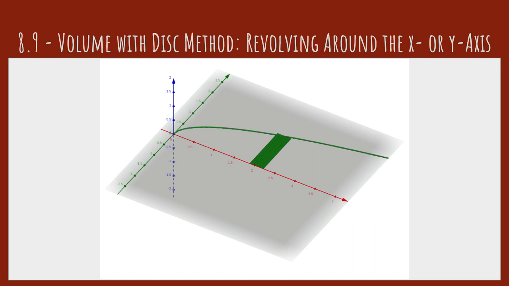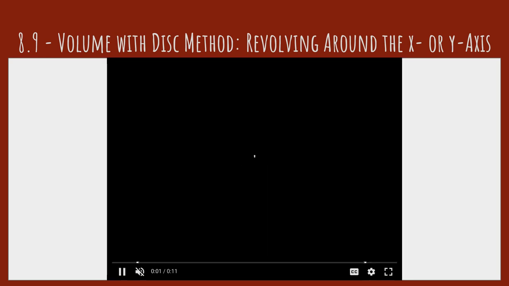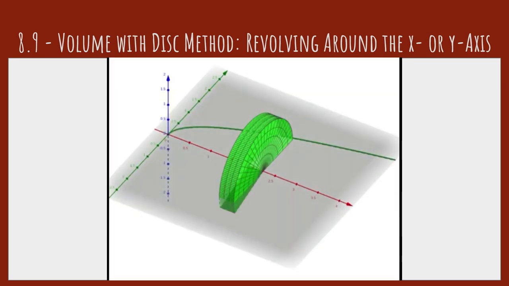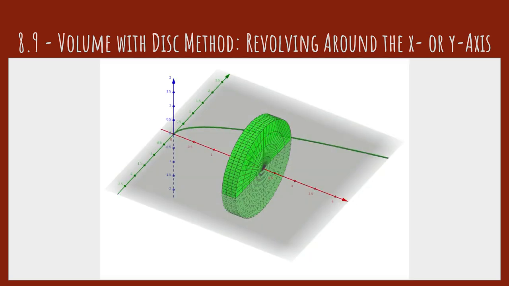Now we're going to take a Riemann sum rectangle, just like before, but look at what volume we get if we revolve that rectangle around the axis. If we take a rectangle and revolve it around an axis, what we end up getting is a disk. So what we're using here is called the disk method. This disk is something we can find the volume of. It's actually a cylinder.